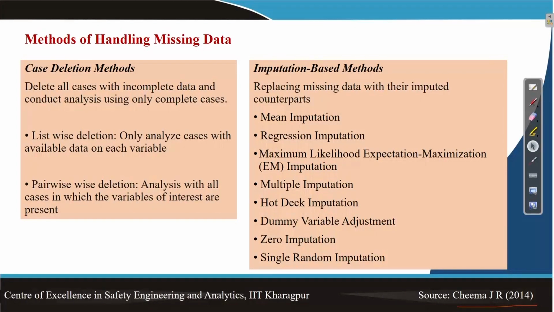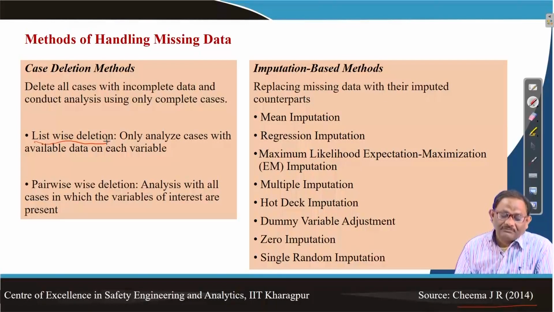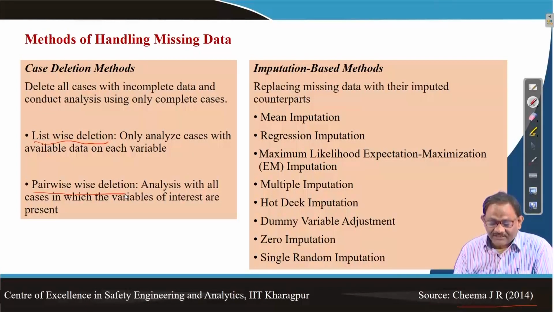First is the case deletion method. That means you delete the cases where data is not available. Now how do you delete? There are two types of deletion. One is list-wise deletion, where you only analyze cases with available data on each variable. And pairwise deletion is analysis with all cases in which the variables of interest are present.